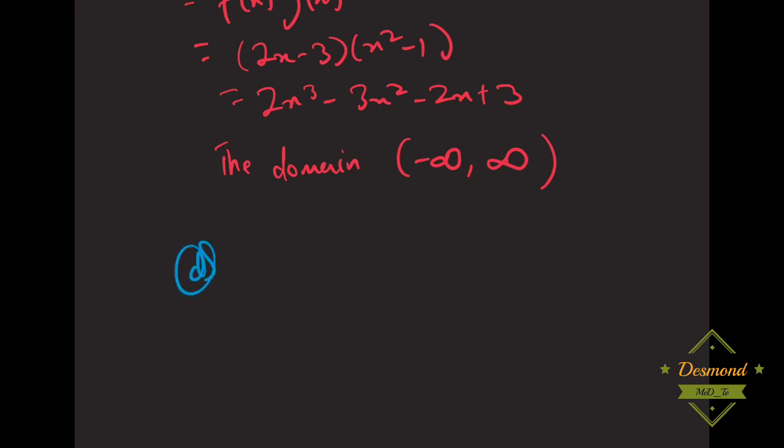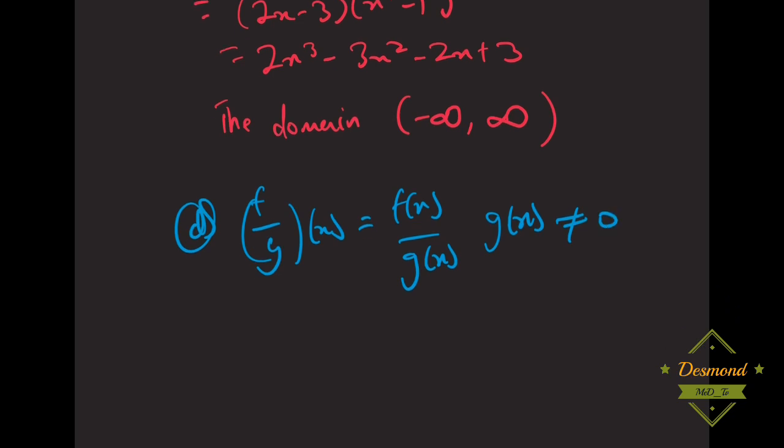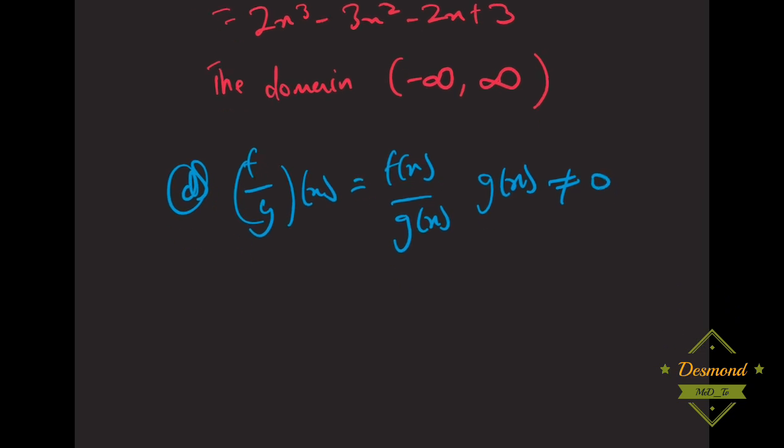So we also have the last one. Let's look at the last one. That's the quotient. Let's find the quotient for these functions. So we have f on g of x, which is f of x on g of x, where g of x can never be equal to 0. So with that, let's solve it and see. We have 2x minus 3 on x squared minus 1. What will be the domain for this? This one is very simple to do, right?